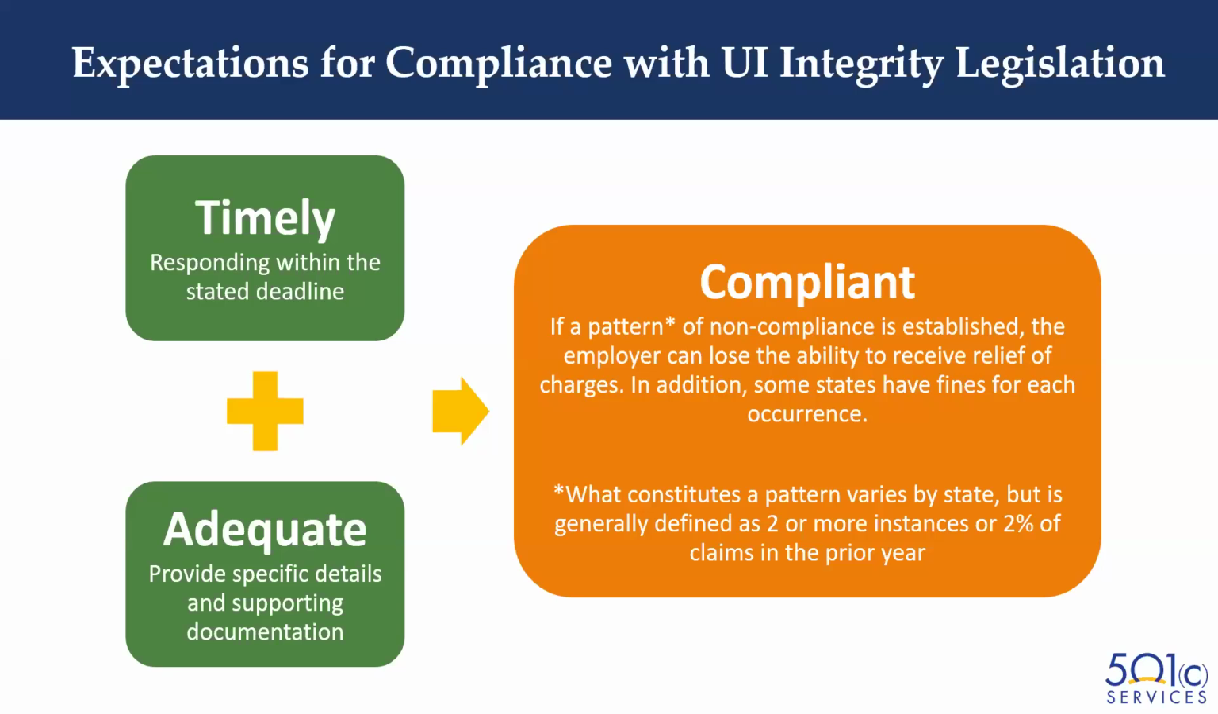This federal legislation stipulated that the state unemployment agencies must prohibit relieving the employer of charges when both of the following conditions exist. Number one, if unemployment benefits were paid improperly due to a failure of the employer to respond timely or adequately to the state's request for information, and number two, if the employer has a pattern of doing this. And what constitutes a pattern? It varies by state, but in general, it's 2 instances or 2% of all of your claims in the prior year would sort of put you on that non-compliant naughty list.